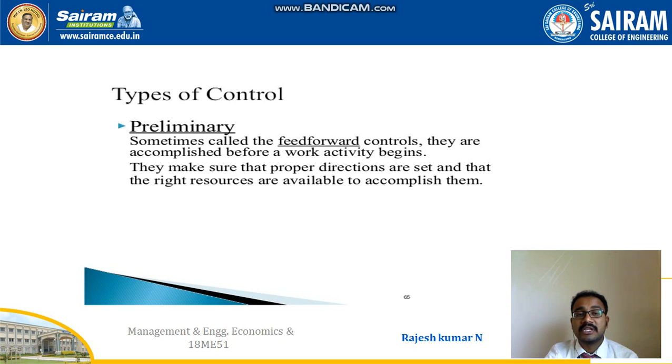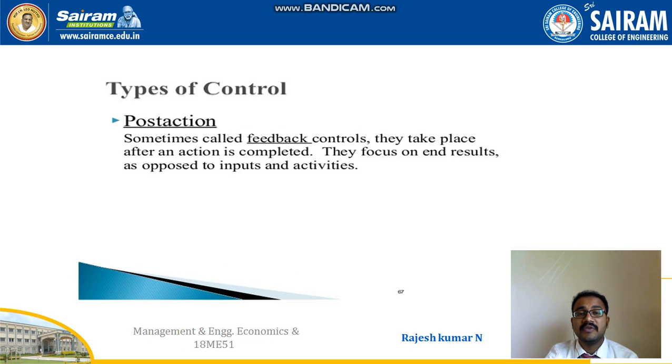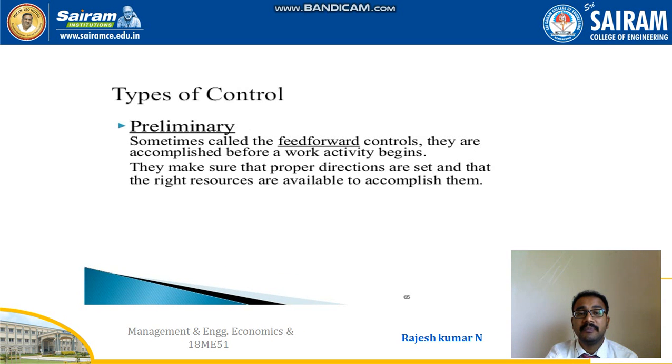And moving to the next topic, types of control. When we speak about types of control, we have many. The very first one is the preliminary, sometimes called feed forward controls. They are accomplished before the work activity begins. They make sure that proper directions are set and that the right resources are available to accomplish them.